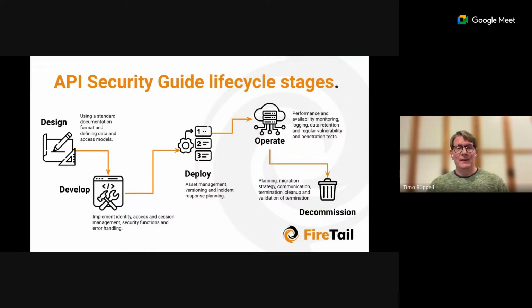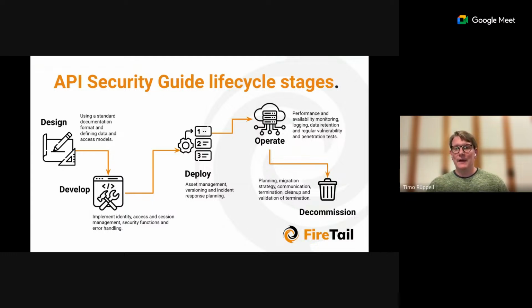And then finally, decommission, which again is often forgotten, but is actually a critical element when looking at some of the incidents that have happened, where decommissioning has gone awry and stuff keeps popping back up. You hear about zombie IT and zombie APIs and ghost APIs. This is basically what happens when decommissioning doesn't work as planned. So steps around planning, mitigation strategy, communication, the actual termination and cleanup, and then also validation of the termination are all parts of this decommissioning bucket.